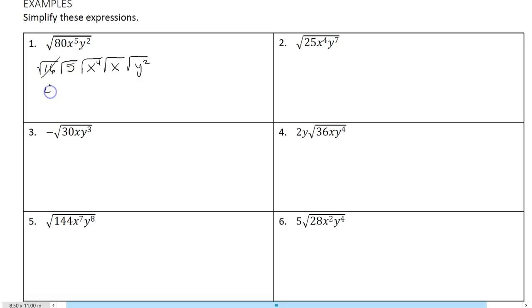The square root of 16 is 4. The square root of x to the fourth is x squared. The square root of y squared is y. The leftover terms go inside the square root symbol. The square root of 5x cannot be simplified. Thus the final answer is 4x squared y times the square root of 5x.